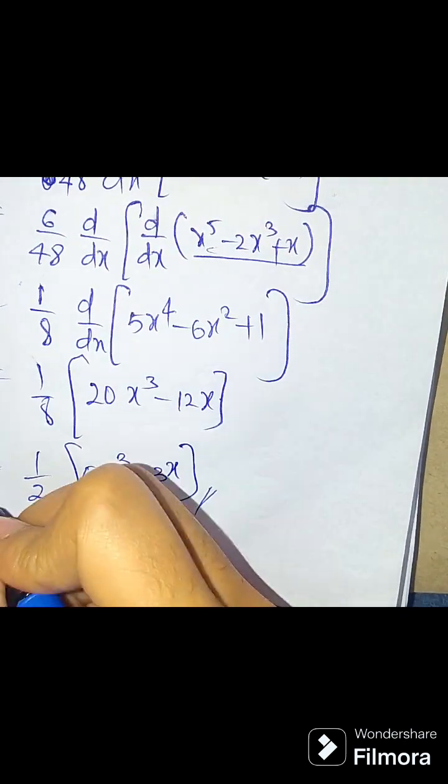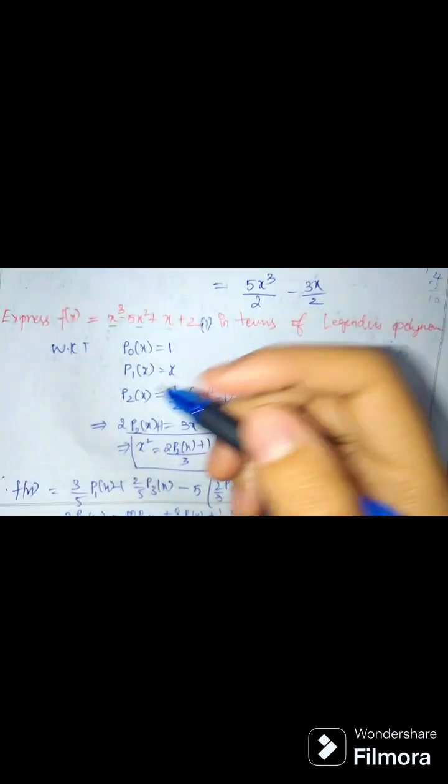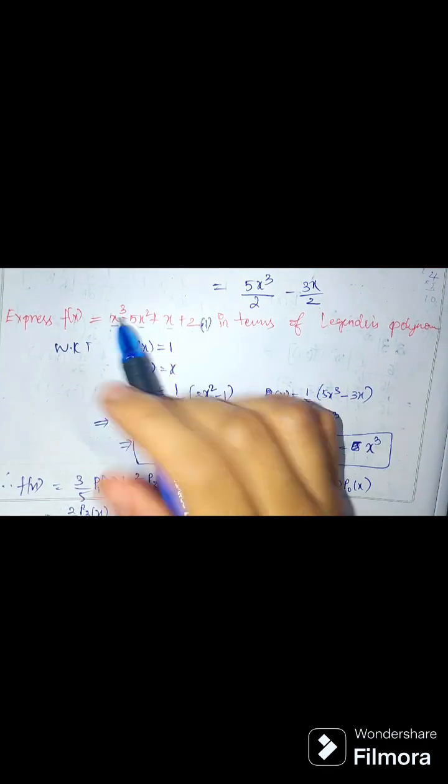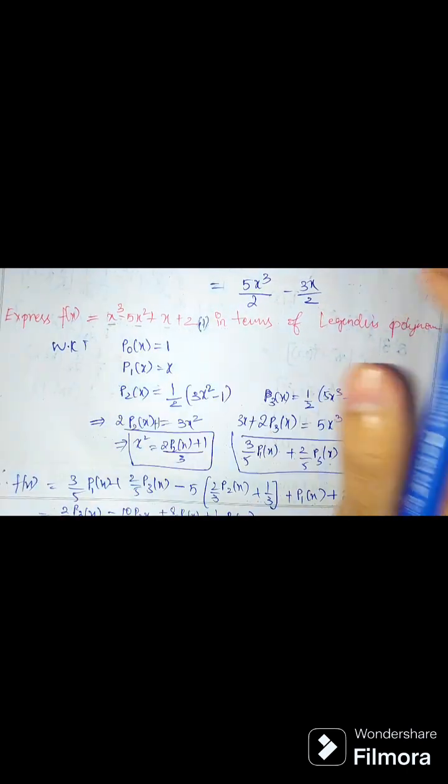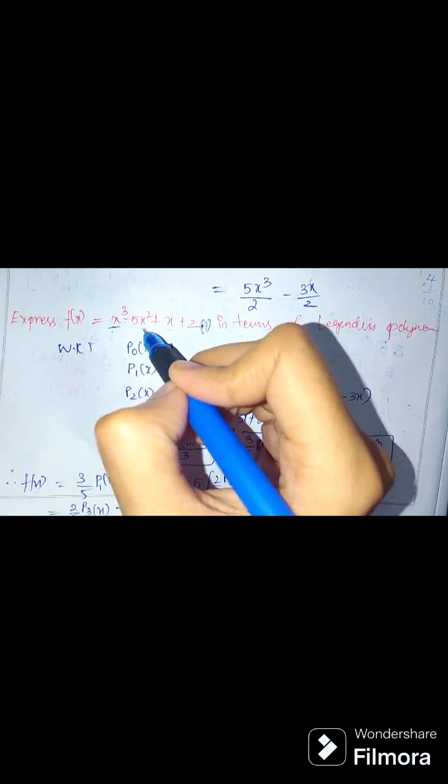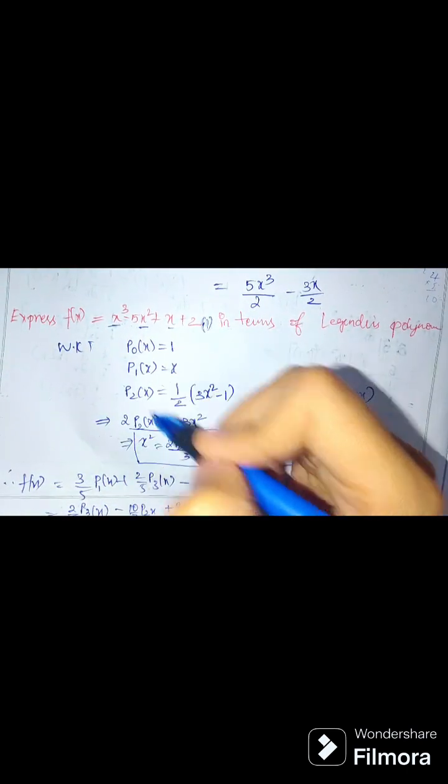Another model they can ask in this question is something like this. So they'll give you one function and they'll tell express this in terms of Legendre polynomial. That means you have to change x cube, x square and x everything to P0, P1 like this. So answer would look like this.